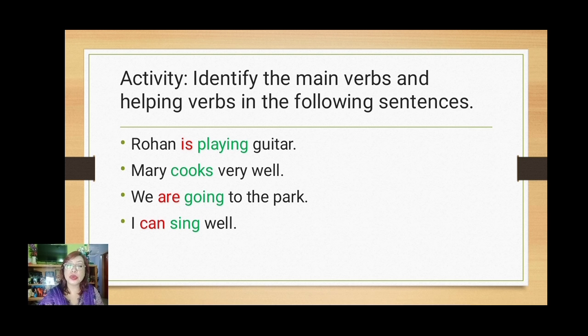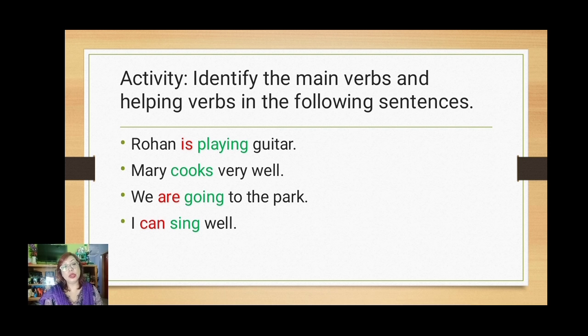Yes, sing is what? Sing denotes action. It is called the main verb. And what is can? Can is an auxiliary verb which denotes the state of the subject, right? It helps us, the readers, to know more about the subject, that is the noun. So here, students, by now you are able to identify the main verb and the auxiliary verb.